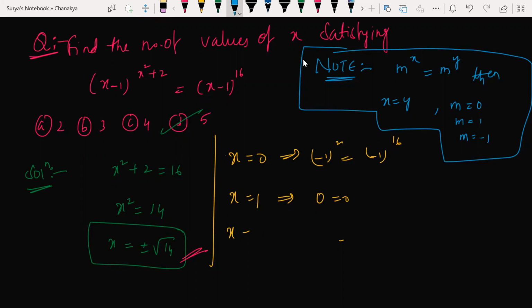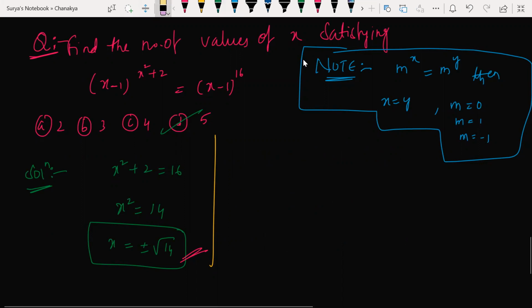As per the question, what is my m? Tell me. As per the question, what is m here? M is equal to x minus 1 or not? Okay. X minus 1. So what can be the value of x minus 1? If bases are same, I'll be equating the powers. If that is the case, my m values can be 0, 1 and minus 1.